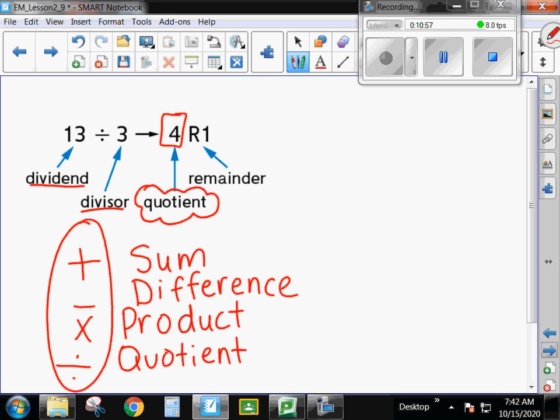And then if we have anything left over, that's called the remainder. And we're going to label that with an R. And it's written just like that.